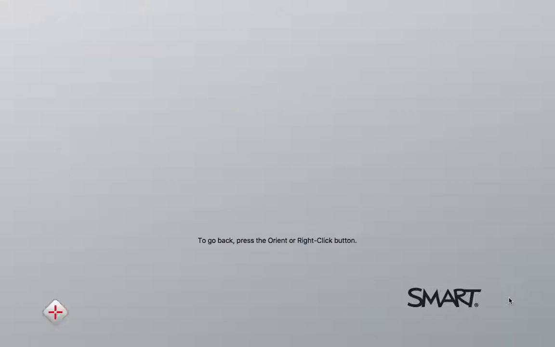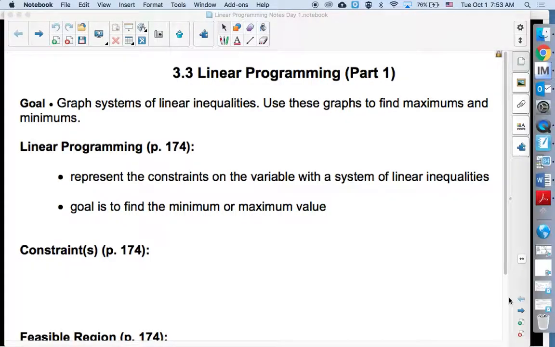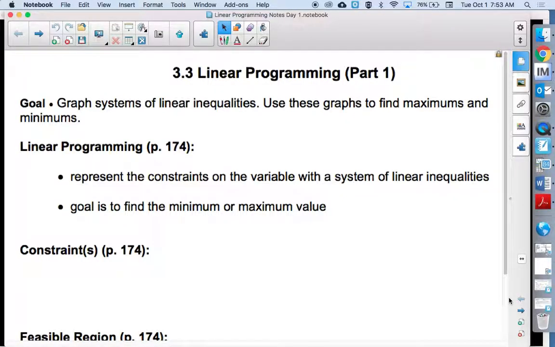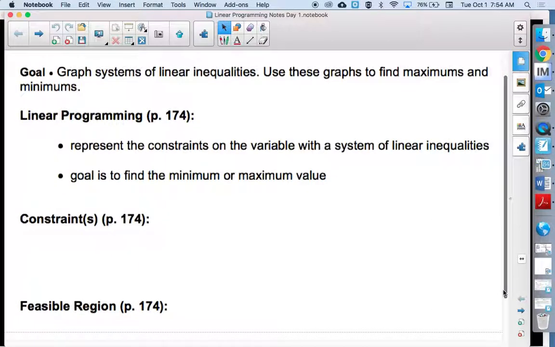And our goal is to use our inequalities to get a region that'll help us find a solution to our overall problem. So it says, graph systems of inequalities, use these graphs to find max and min values. So we're going to be using the graph to see if we can find a max or a min. Our end goal would be to answer some type of question that is within the word problem.